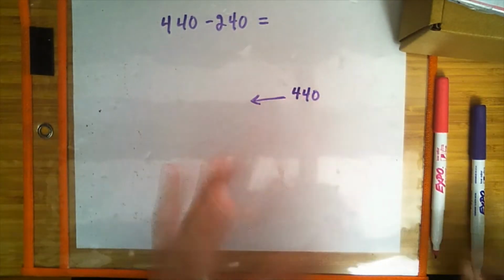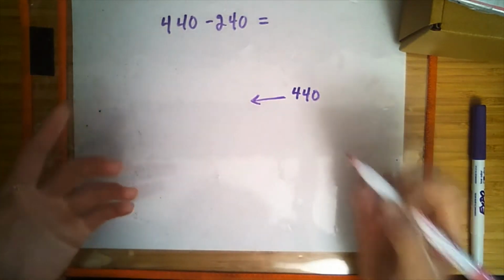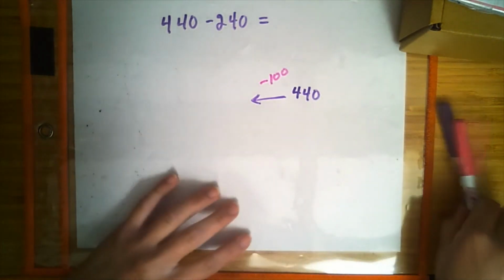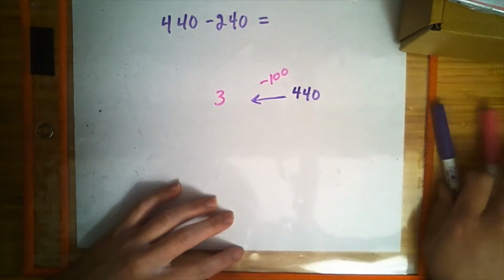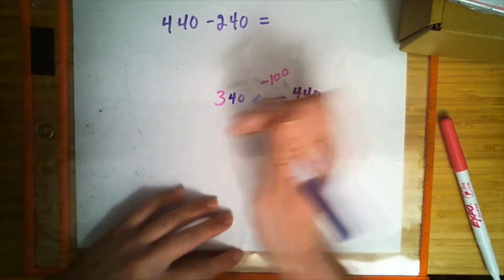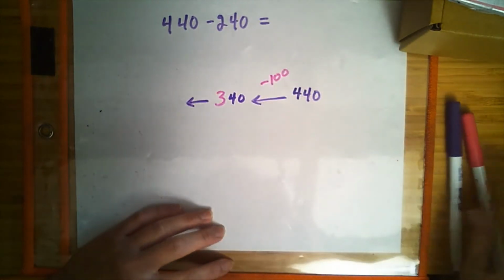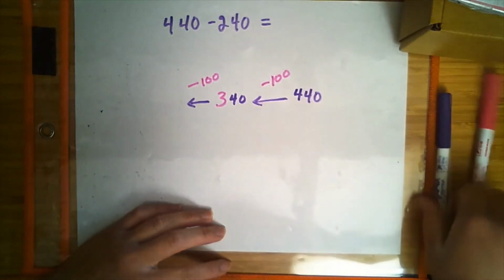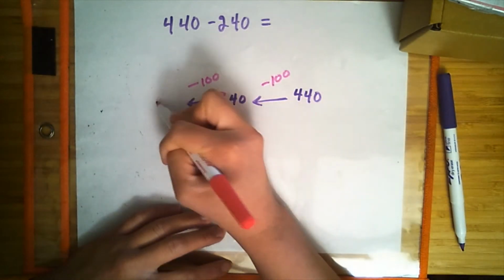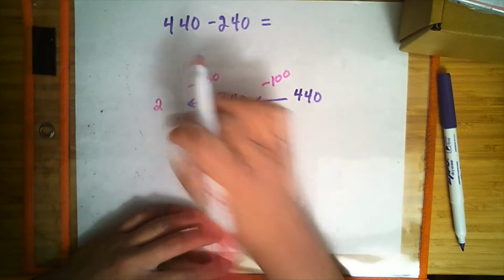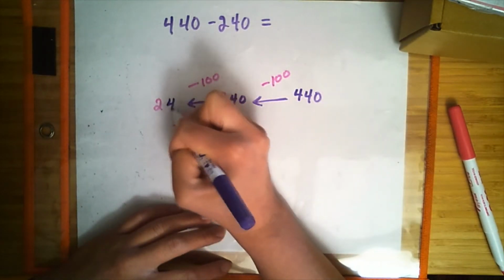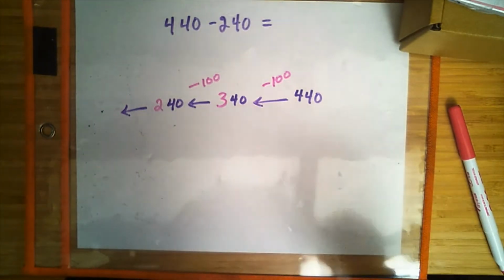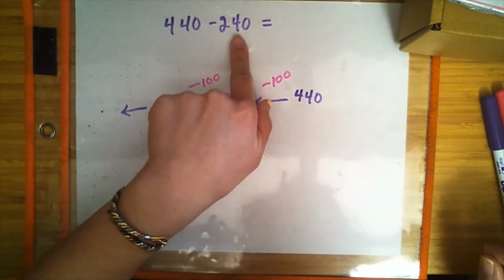Starting with 440, which is our whole, I'm going to jump back 100 to get me to 340. Then I'm going to jump back another 100 to get me to 240. Then I'm going to jump back 40 because I'm taking away a part.